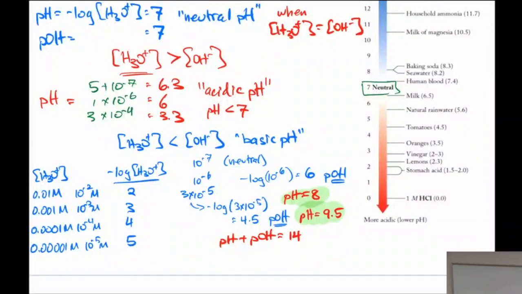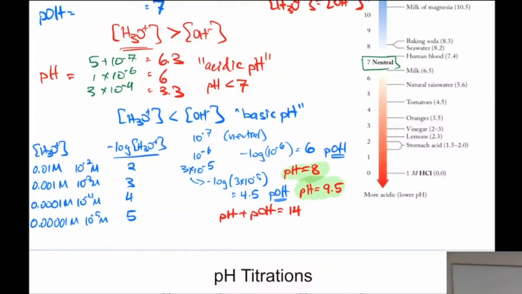It's becoming less acidic. As this becomes less acidic, that also means it's becoming more basic. But as this becomes less acidic, the pH value increases. That's what I mean by counterintuitive. Something's getting smaller and smaller, but the pH value is increasing. That's simply because it's a negative log transformation.